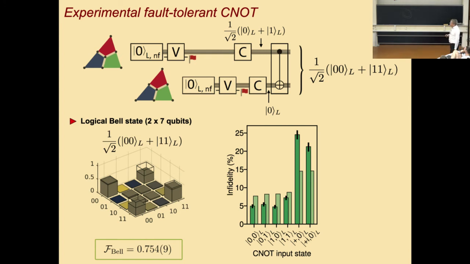This is what you find then in experiment, that indeed you now prepare a logical Bell state. So that's the first time, on 2 complete logical qubits, to get an entangled state of 2 logical qubits with this logical CNOT with a fidelity of 75%. And that is obviously not the fidelity that you have when you want to prepare a physical Bell state, on the order of 99%.